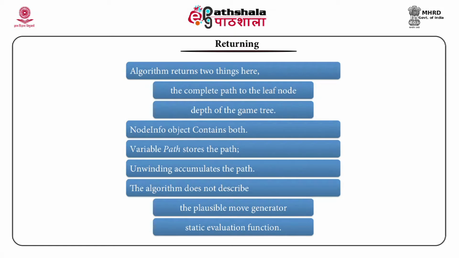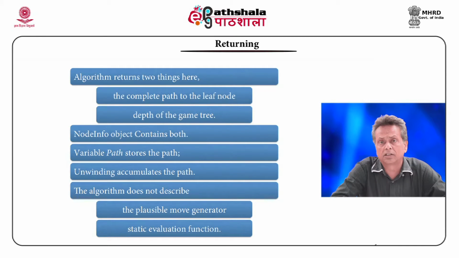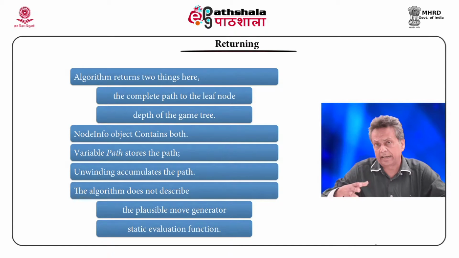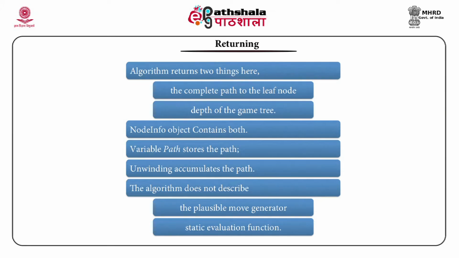The algorithm we have designed returns two things, packed into one. There is a structure called node info, which the algorithm returns, which contains two things: the best move that I take next, and the path, the heuristic value, the complete path and the depth. Node info object contains these two values: one is path, the other is value, the heuristic value and the path. Unwinding accumulates the path. The algorithm does not describe either the plausible move generator or the static evolution function. We just assume them to be existing.